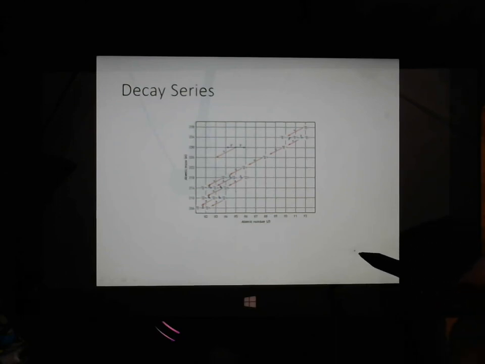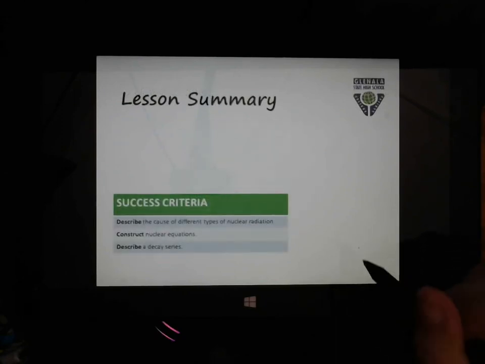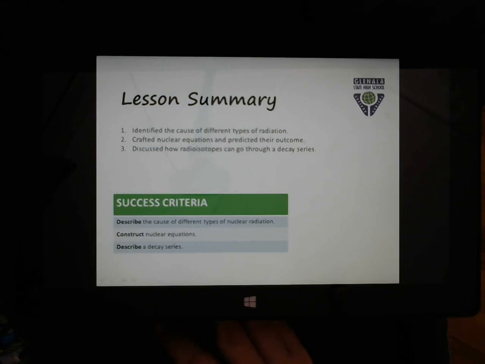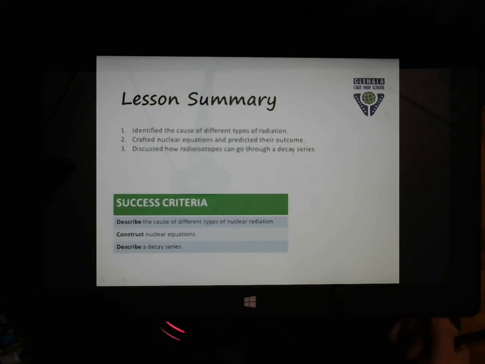Okay. So, in this video we have done the following. We have identified the cause of different types of nuclear radiation. We've crafted nuclear equations and predicted their outcomes. And finally, we've discussed how radioisotopes can go through a decay series before they become stable.